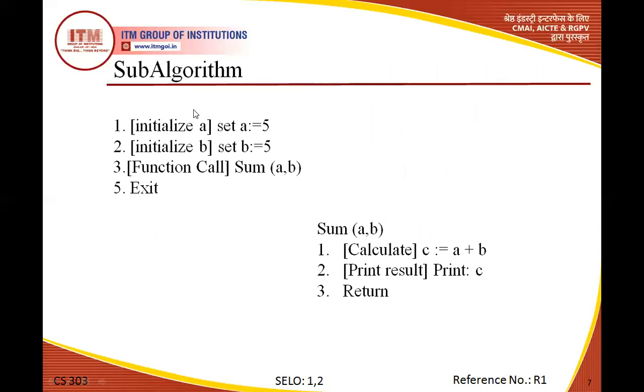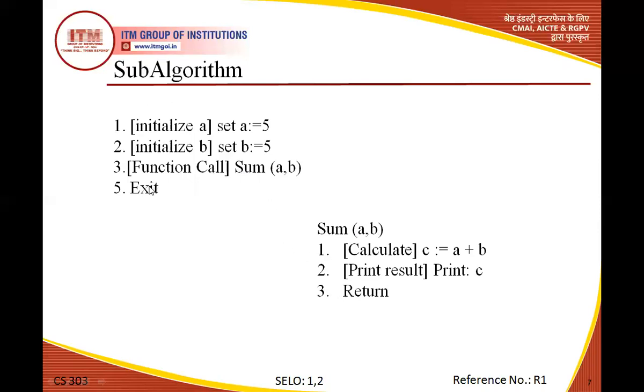In a main algorithm, there is no heading. But in a sub algorithm, we have a heading like that: the function name, the sub algorithm name, and some parameters we have to pass. And in that we have a return statement. By this return statement, your control will be returned to the main program wherever we call it. So the return statement is also there.